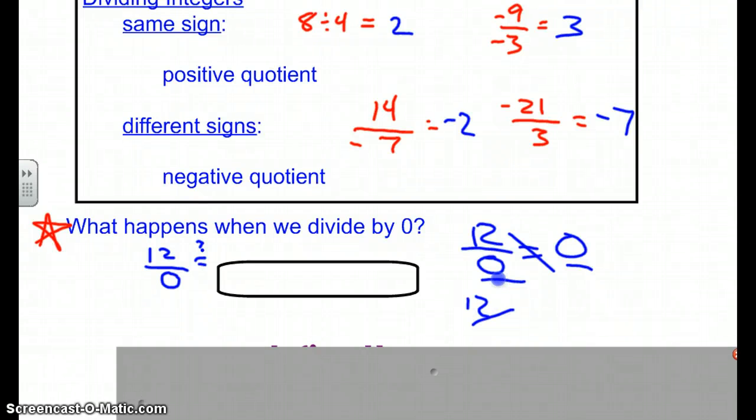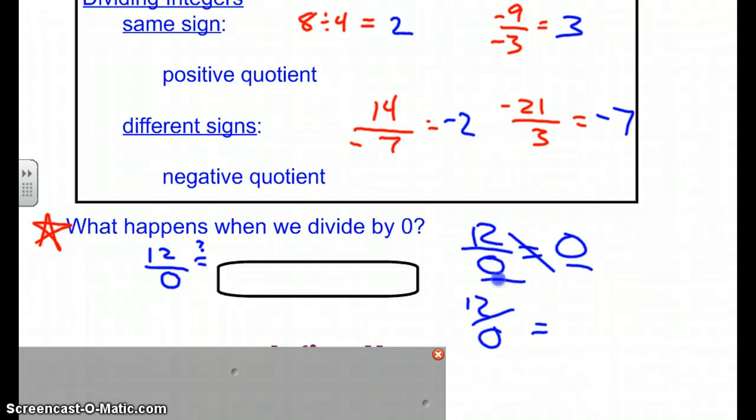12 divided by, somebody just said it might equal 12, so let's try it. 12 divided by 0 equals 12. If that's true, we should be able to work our way backwards with multiplication, right? So 12 times 0 is 12? Yeah.